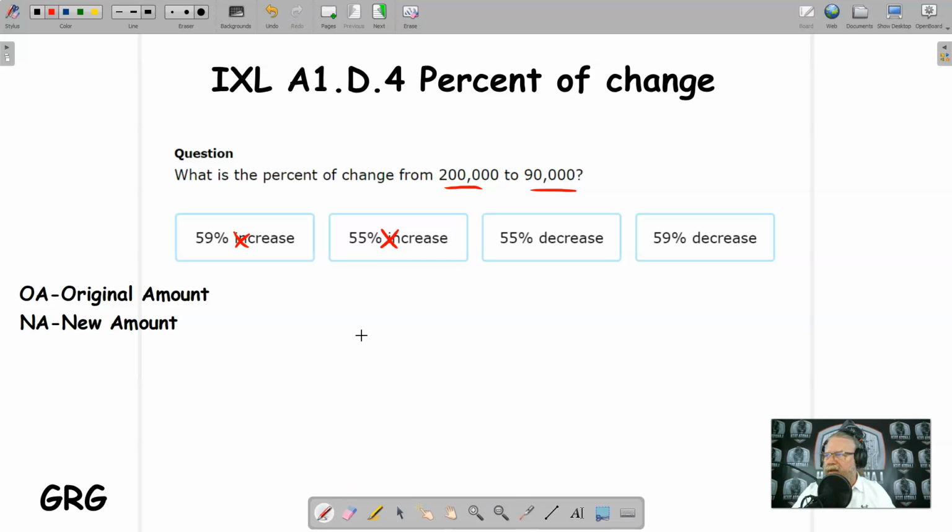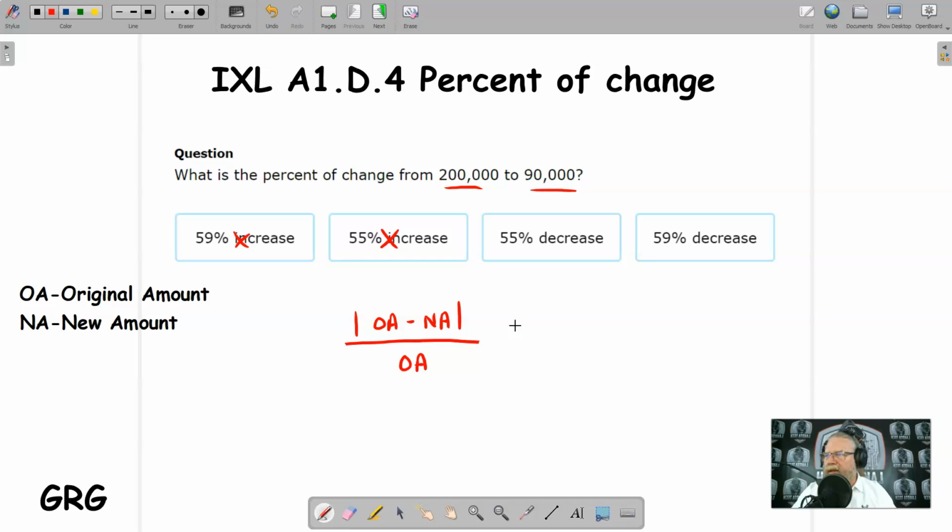Well, it's a fraction, so we're going to have a fraction bar. And in the numerator, we're going to take the absolute value of the original amount and subtract from that the value of the new amount. And then we're going to divide it by the value of the original amount. So in this case, let's go ahead and apply that here.